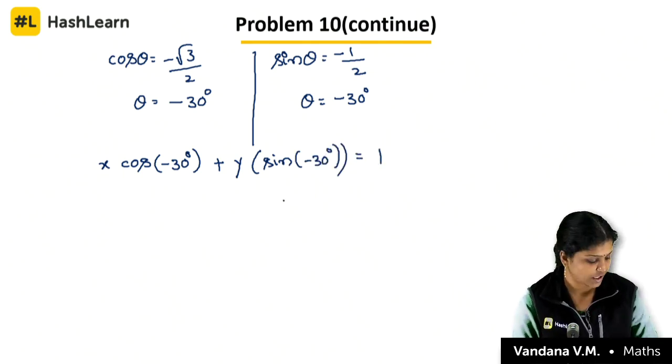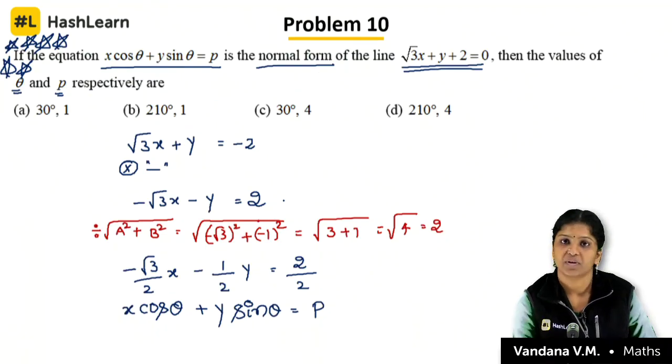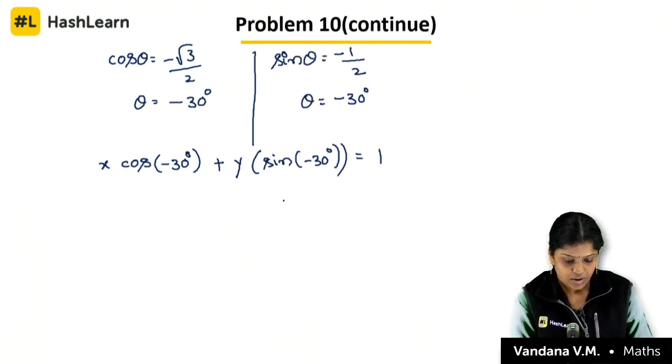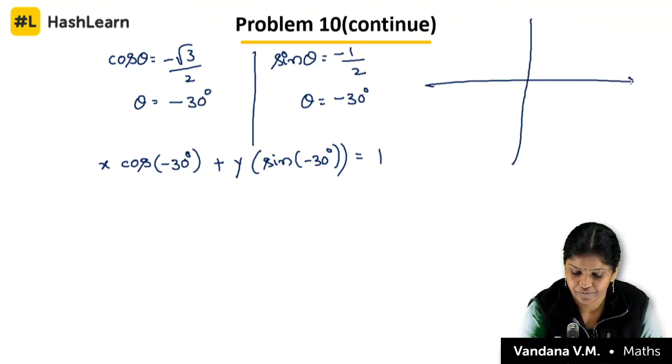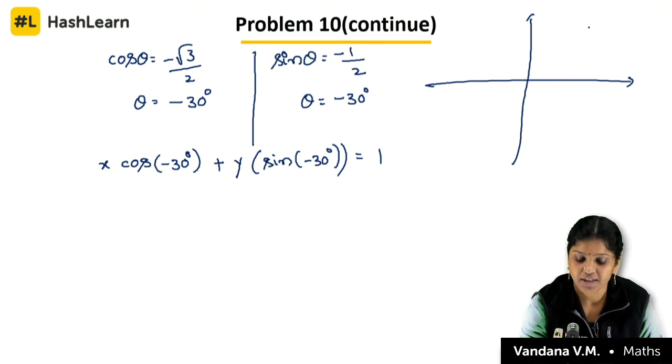But minus 30 degrees is not there in the options, nowhere. Now, you think, here the ASTC rule.